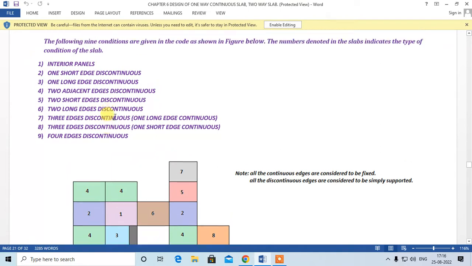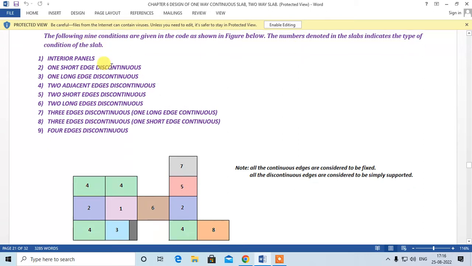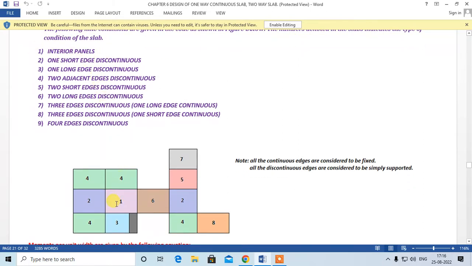Okay, so the following nine conditions are given in the code as shown in the figure below. The numbers denoted in the slab indicate the type of the condition of the slab, right? One is interior slab, so this is continuous from all the four sides. Then second is one short edge discontinuous, that is two. This one short edge is discontinuous, otherwise it is continuous from all the three sides. Three is one long edge discontinuous, and otherwise it is continuous from the other three sides. Four is two adjacent edges discontinuous.